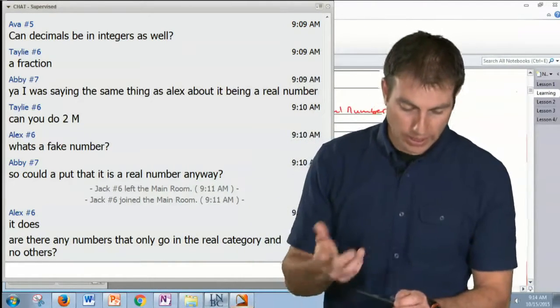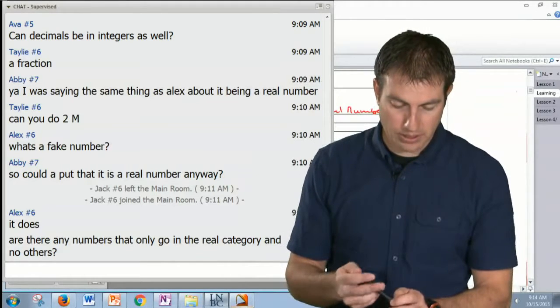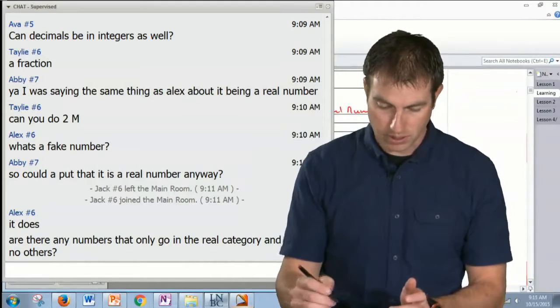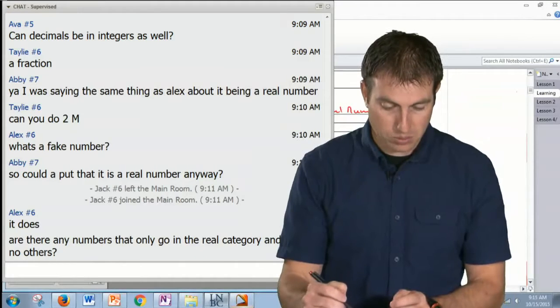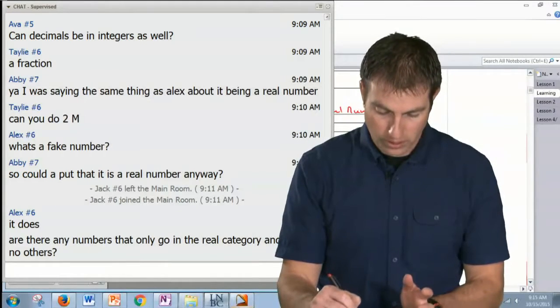A fake number, we did that. Could you put that in as a real number? Anyways, yes, Abby, I think I answered that. Can decimals be integers as well? No.